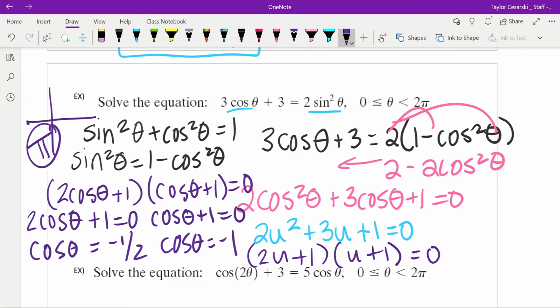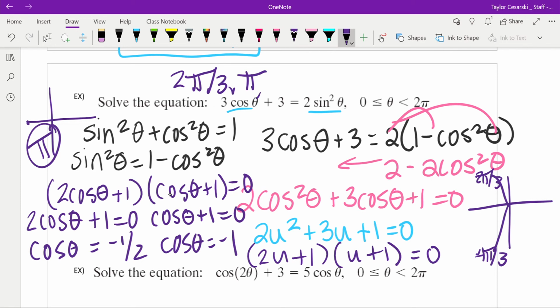All right, now -1/2. So that's going to be at, let's see, so that will be right here and right here. So that's going to be at 2 pi over 3, and 4 pi over 3. Okay, so my final answer ends up being 2 pi over 3, pi, and 4 pi over 3.